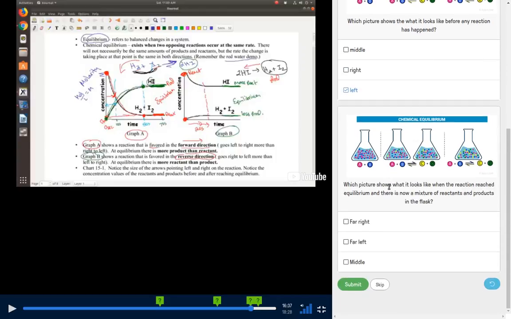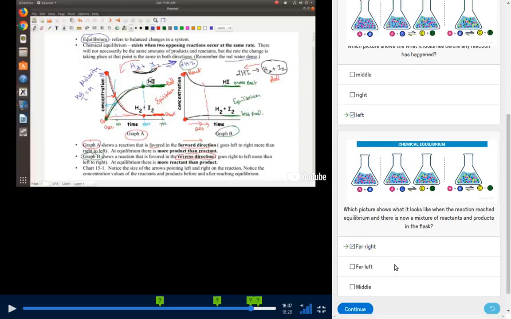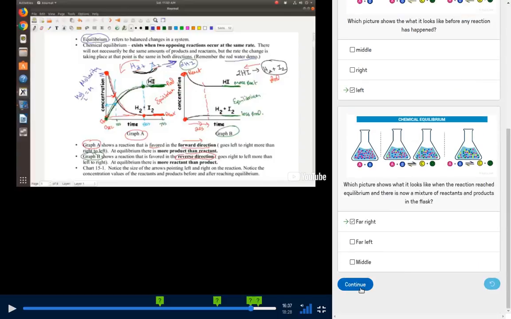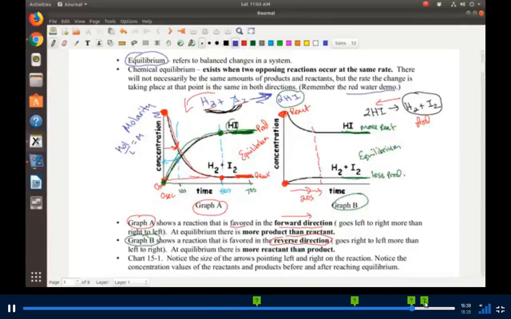And then here, which picture shows what it looks like when the reaction has reached equilibrium and there is now a mixture of reactants and products in the flask? Well, there is a mixture here, but I wanted you to think through the fact that things were still working towards equilibrium. Here we have the final end where we have a mixture, and so that would be the far right. And I got them all correct. All right, so we continue on.